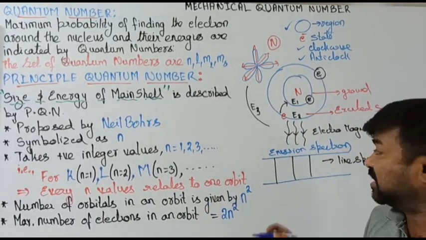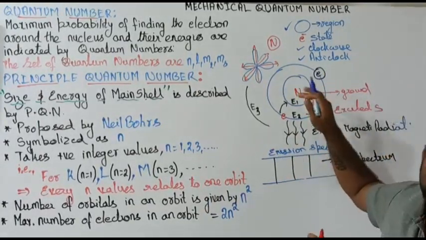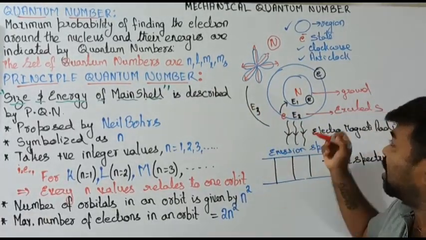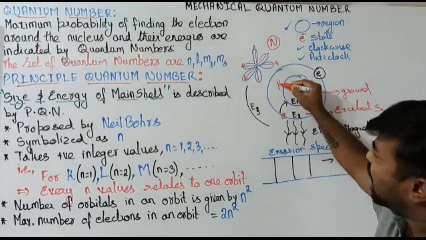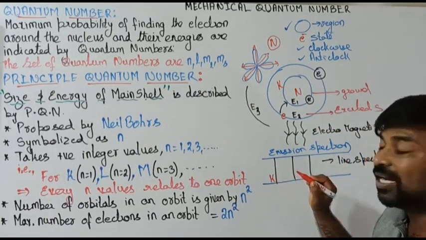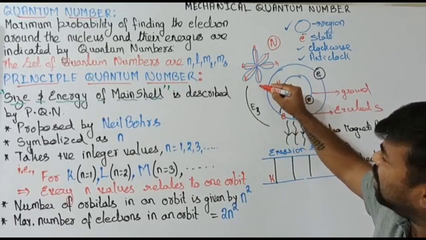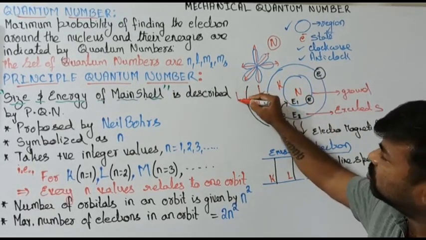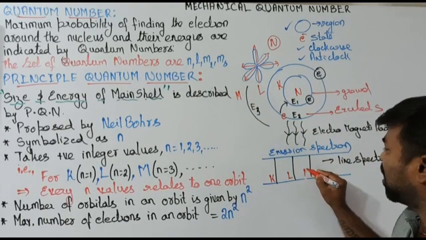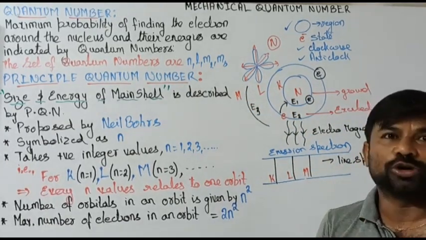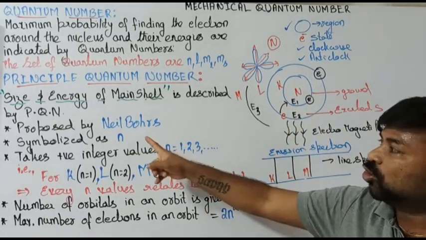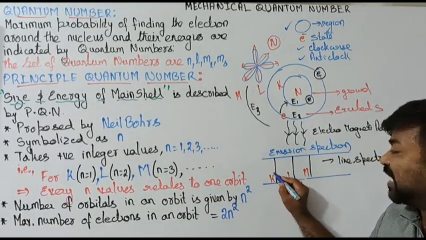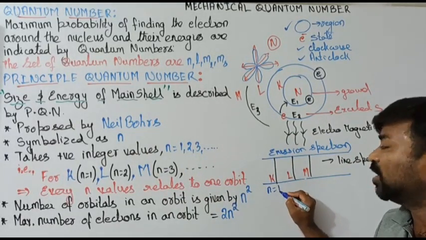What I want to say is each line indicates one orbit. Let me take an example. The first orbit I like to take as K. The second orbit I like to take as L. The third orbit I like to take as M. Now we are talking about the principal quantum number denoted by n. The principal quantum number of the K shell will be taken as n equals 1.